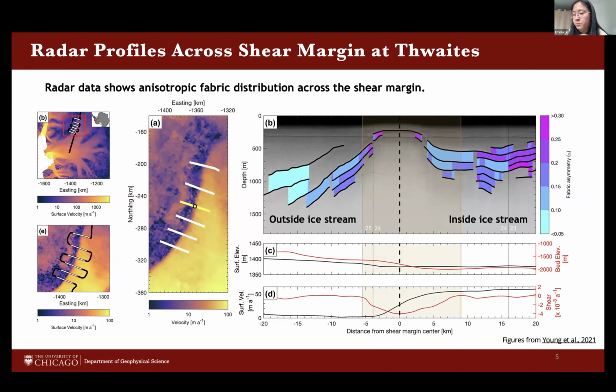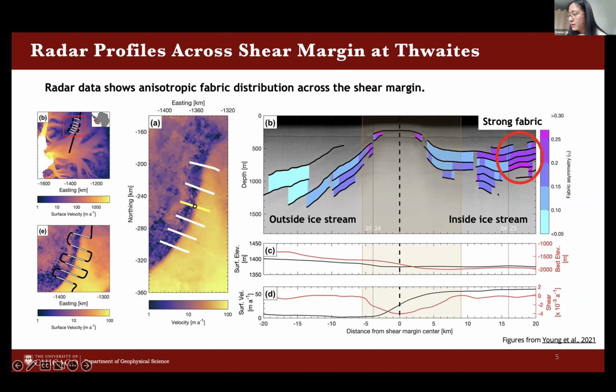So one thing that really stands out of this data is how heterogeneous the fabric is. In particular, we see this region of relatively strong fabrics about 15 to 20-ish kilometers inside the ice stream, which is away from the current day shear margin, which is the vertical dash line over here.